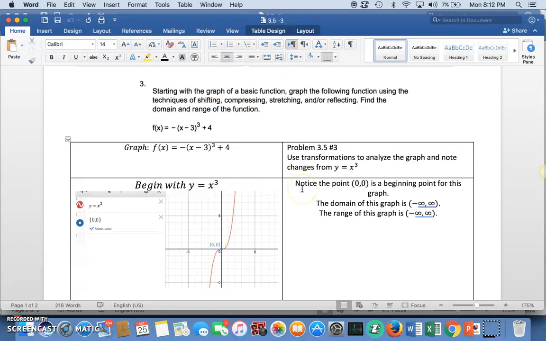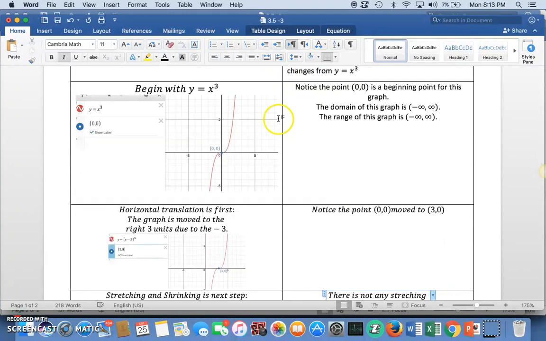And what all's going on? Well, it's a horizontal shift 3 units to the right. There's no stretching or shrinking. This negative out front flips it over the x-axis, and then you shift it up 4. So let's actually look through this and see what all is going on.